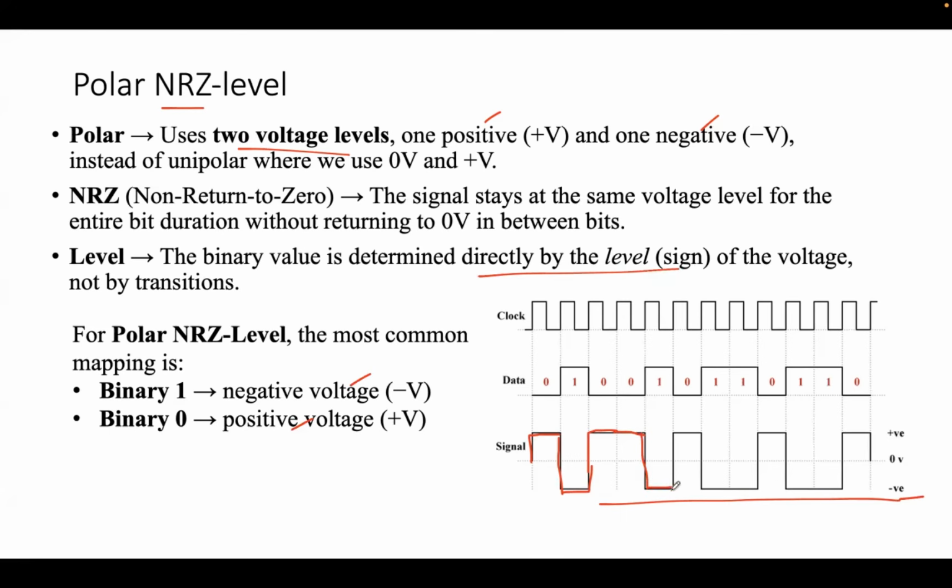For 0 again, positive voltage. For 1 again, negative voltage. Second one, negative voltage. From 0 again, positive voltage. For both the ones, negative. And finally, positive.